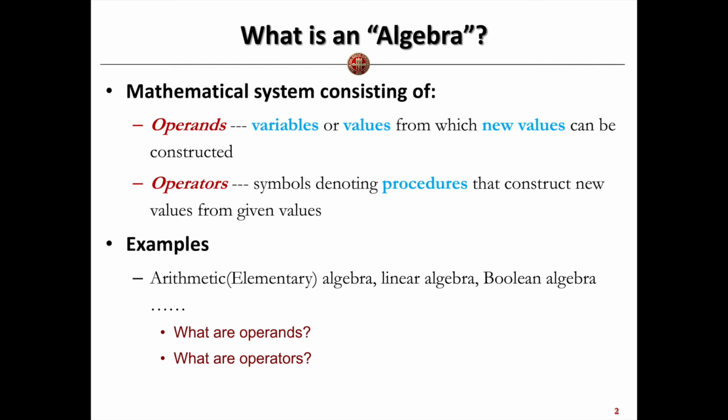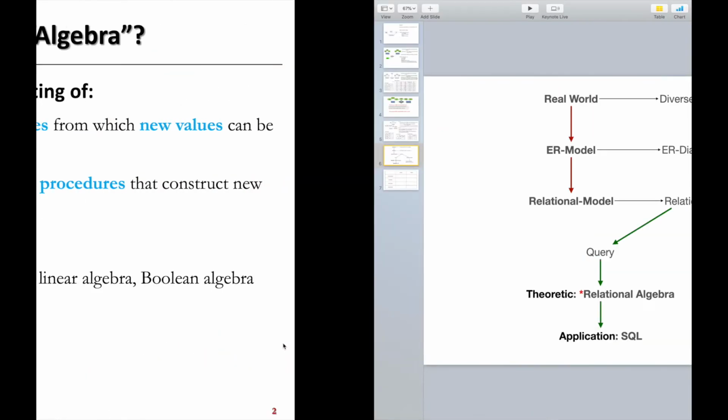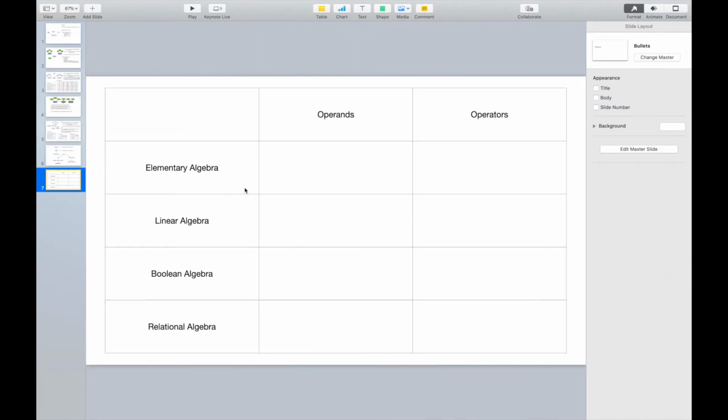Besides operands, we also need to have operators in the algebra. They denote some symbols representing the procedures that can construct new values from a given value. Right. And we have learned different algebras before. We show some examples here. We have the elementary algebra, linear algebra, and Boolean algebra. And we can also compare them with each other to show what are the operands as well as what are the operators.